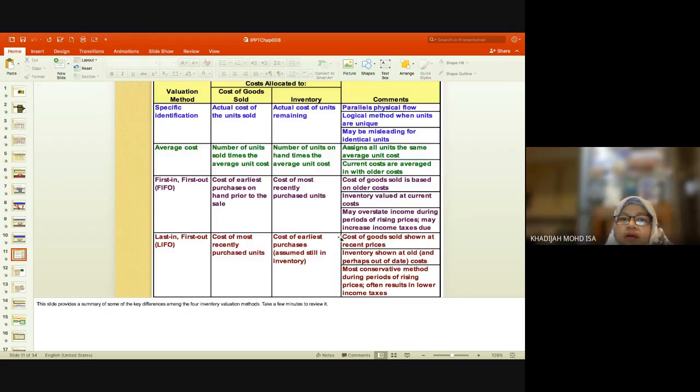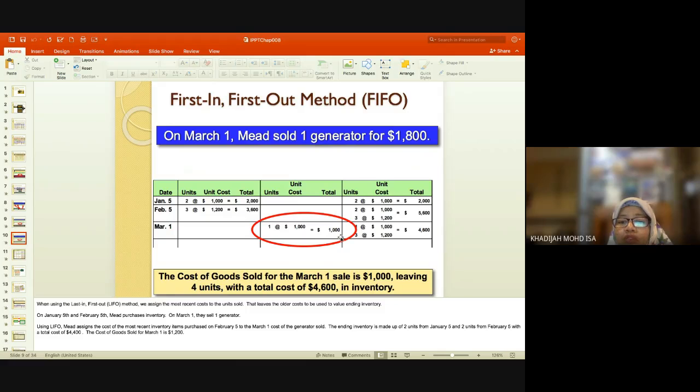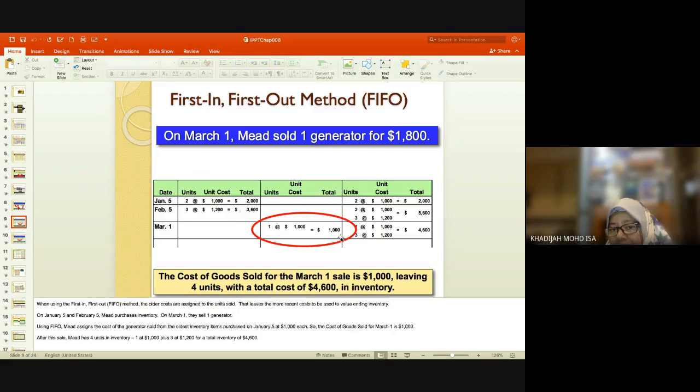Okay, so if you look at, for example, last in first out, let's look at the cost. Let's look at your closing stock. Okay, let's look at COGS. All right, COGS under LIFO is the cost of goods sold is 1,200. Under FIFO, your COGS is 1,000. All right. How you decide on the gross profit?